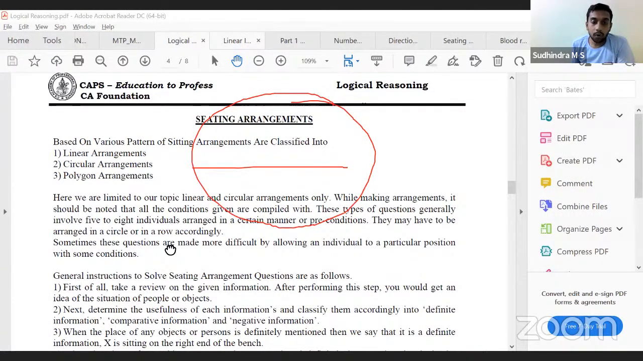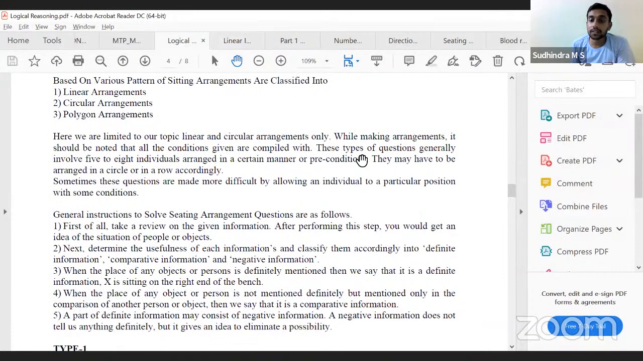Okay. Now, what are we discussing here when we are discussing seating arrangements? When we are approaching the question, first we have to take a review of the given information, go through all the information given. Then you will get an idea of how it would be arranged. Then certain information would be definite information, that Mr. X is sitting at the corner, or X is third from the corner, third from the right corner. So there is definite information about that person. You can start with such definite information.